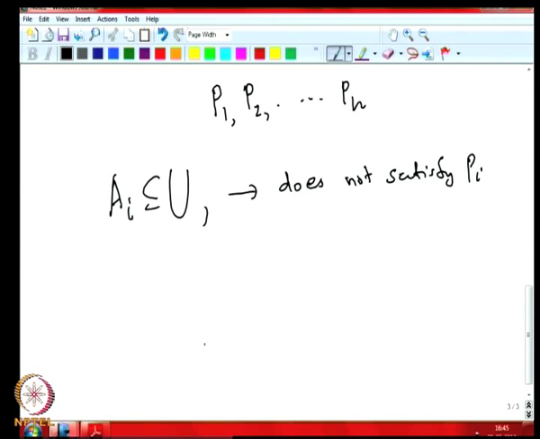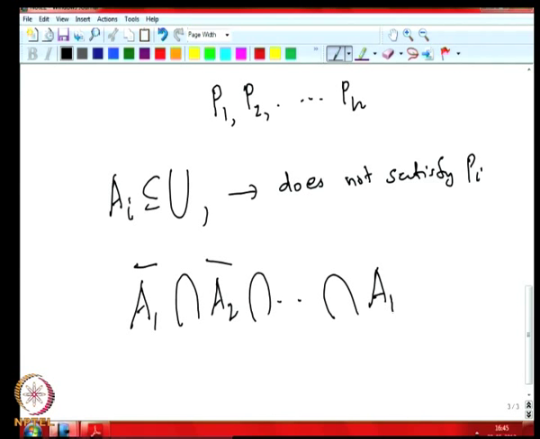Then what we are interested in is A1 complement intersection A2 complement intersection up to An complement, its cardinality. Clearly that means the permutations where the first position does not have 1, the second position does not have 2, and like that the nth position does not have n, which is exactly the derangements. This is what we want to find: the cardinality of this.